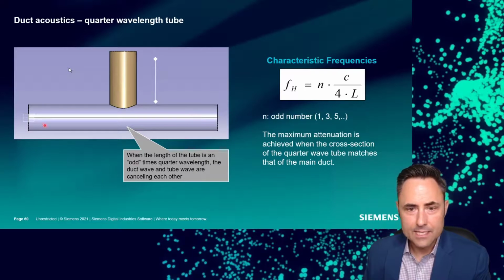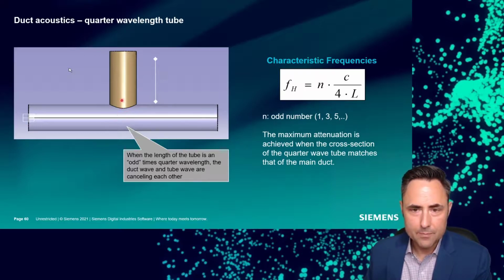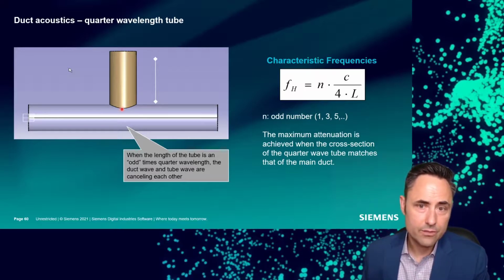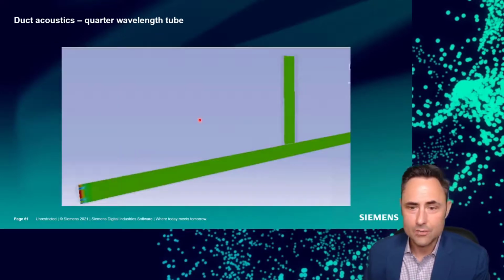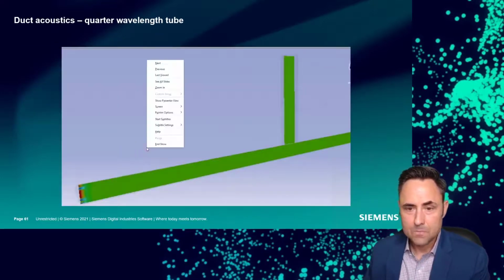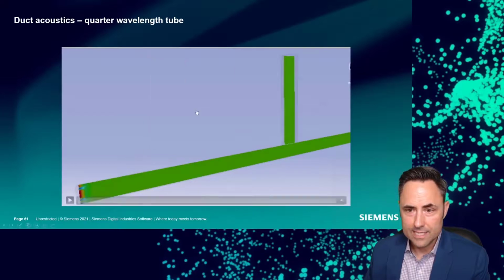And what happens is as the sound comes down here, the sound energy branches. Part of it goes up here and part of it goes down your main duct. But what happens is it goes up here, hits the end, and bounces back. But because this is a quarter wavelength, once it's traveled there and back, it's now a half a wavelength out of phase with the incoming sound, and that means it's out of phase, and it will help to cancel the sound energy traveling downstream. So let me show you a simulation where this gets highlighted very well.